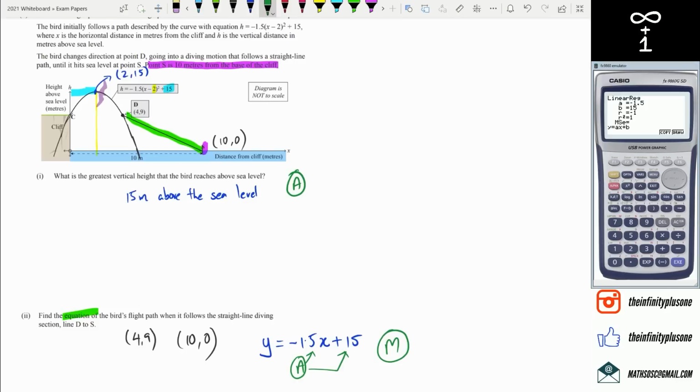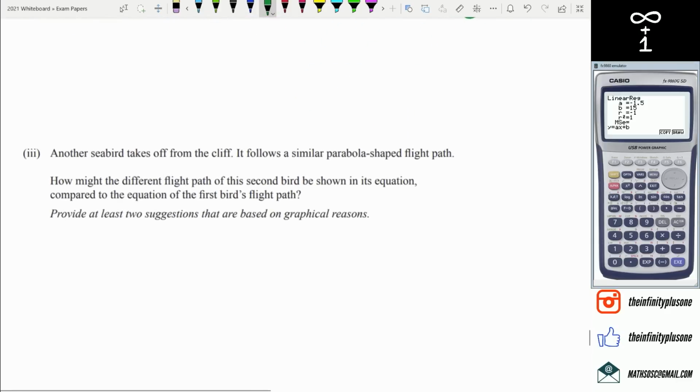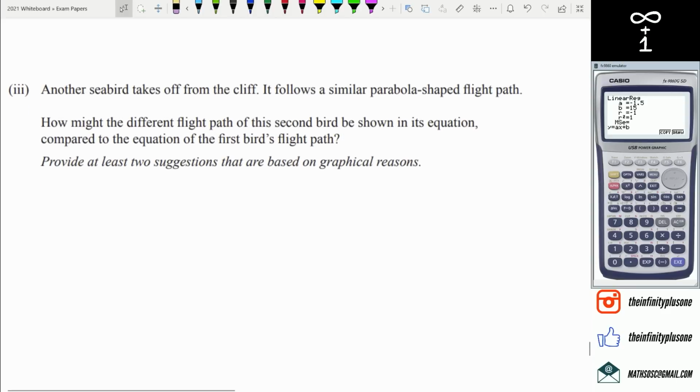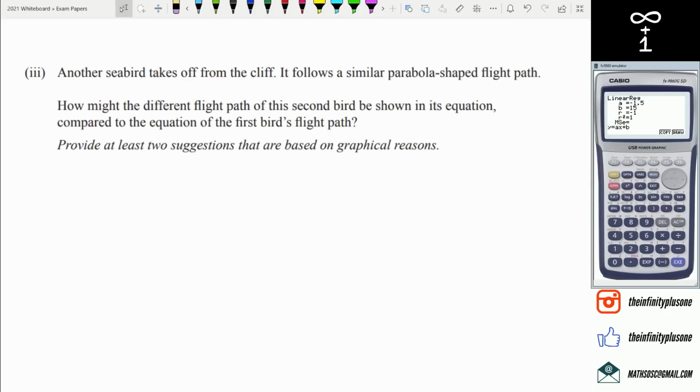A couple of nice ones to start this set of questions. Okay, let's have a look at this one. All right, guys. So basically for this question, it was very similar to the volleyball question that we did earlier, right? So what we've got to do is describe what could happen in this other situation if we get another parabola-shaped pathway for this second bird.